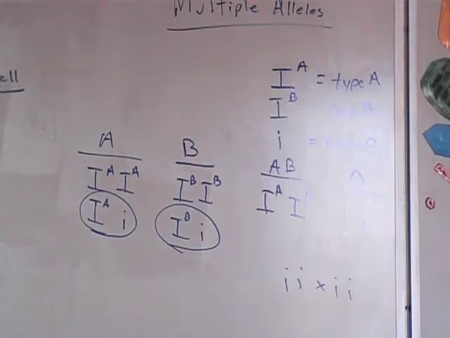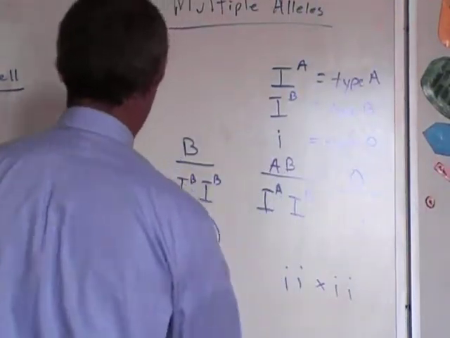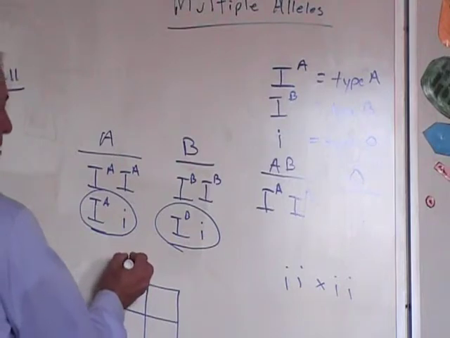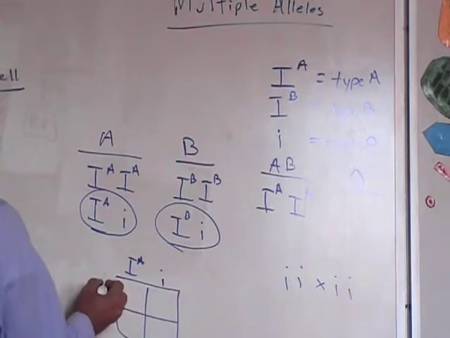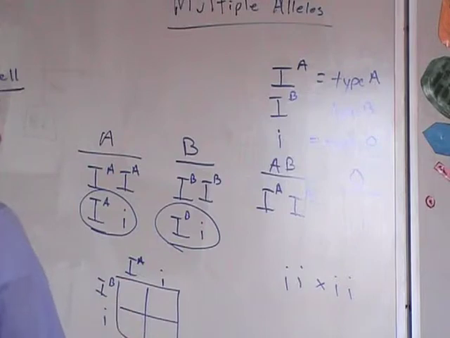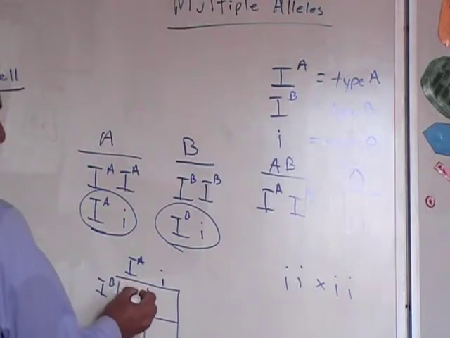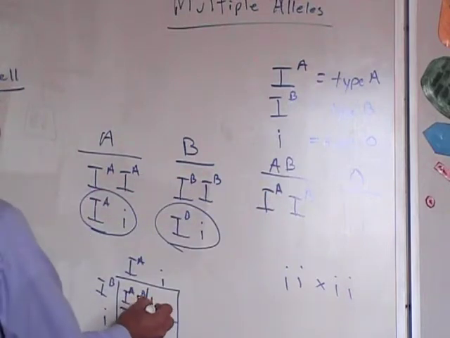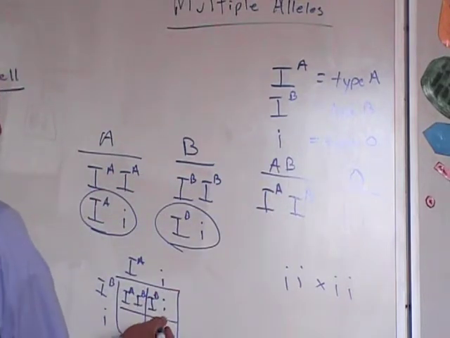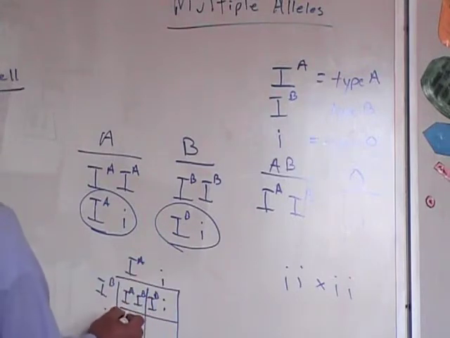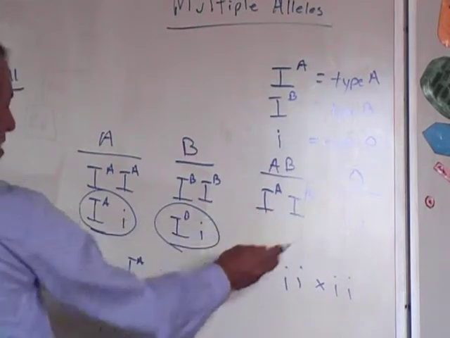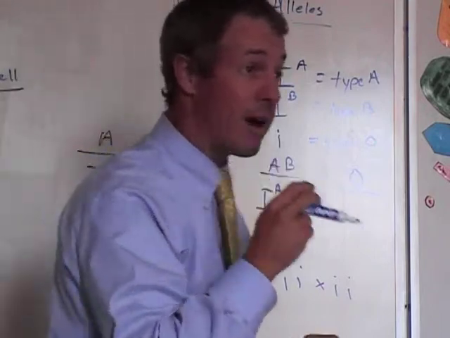Okay, here's how you do it. If you're still working, we put a Punnett square, IA and little i on the top, IB and little i on the side. In this one, IA IB, what is that? AB, that's that one. IB little i, that's type B. IA little i, that's type A. Little i little i, that's type O. That's a 1 to 1 to 1 to 1 ratio.